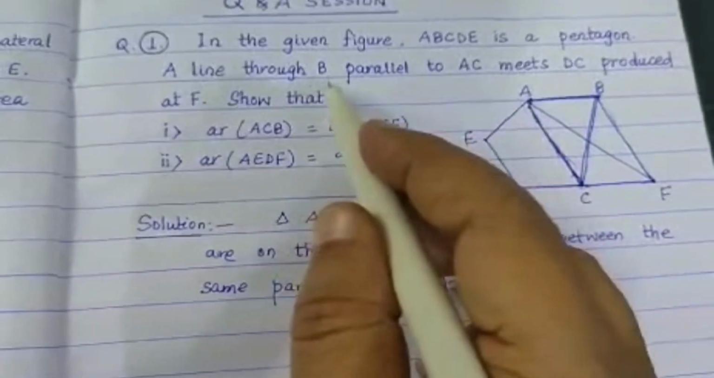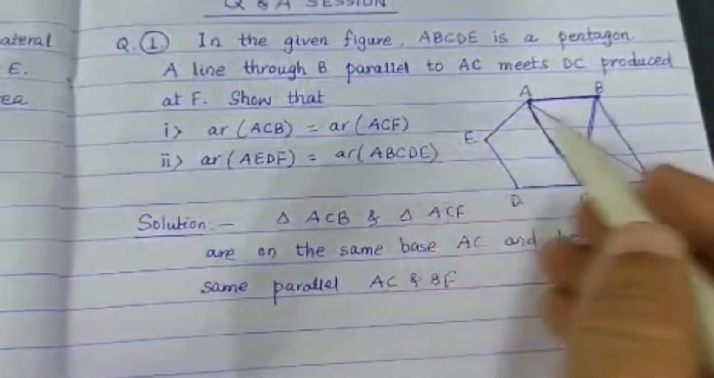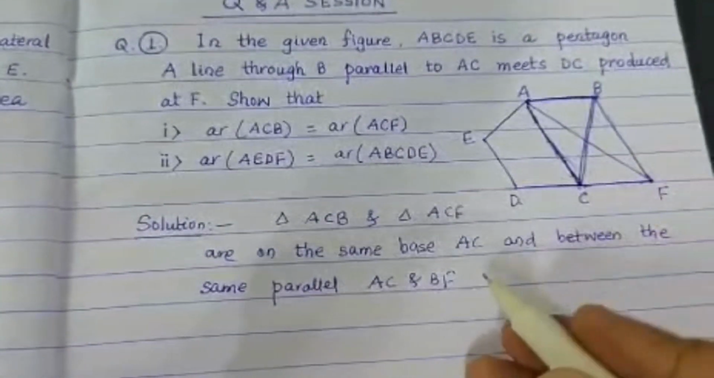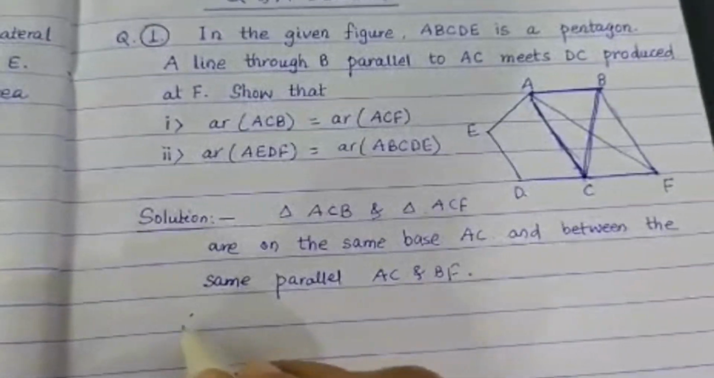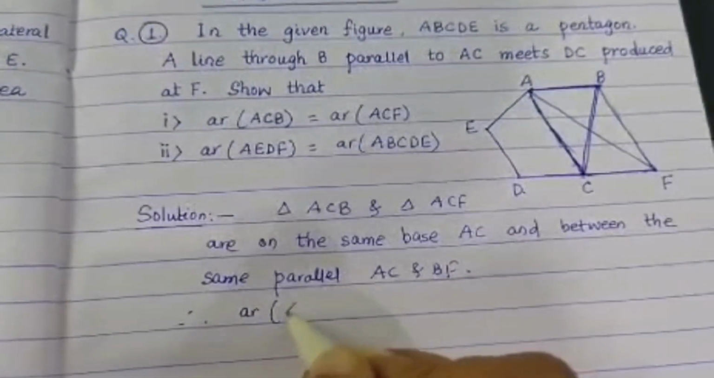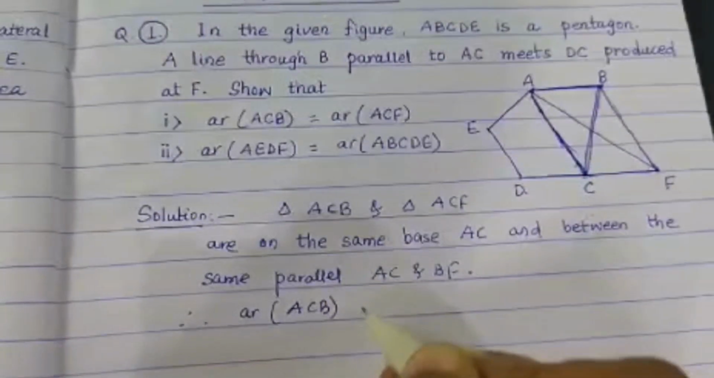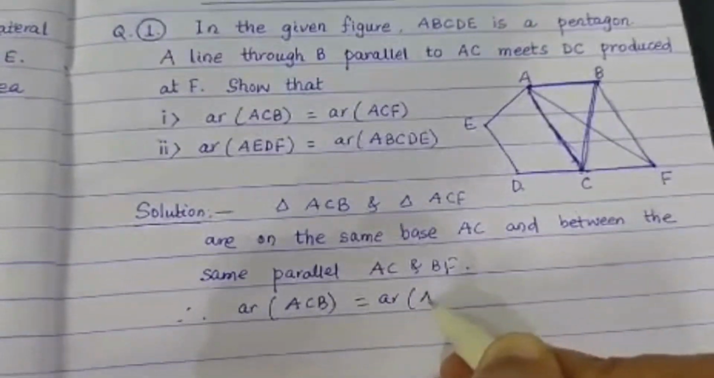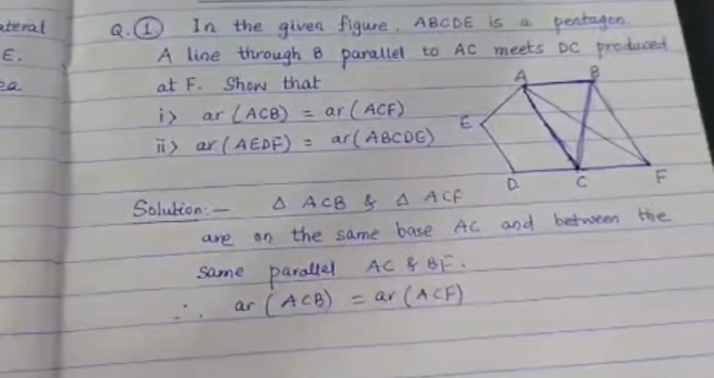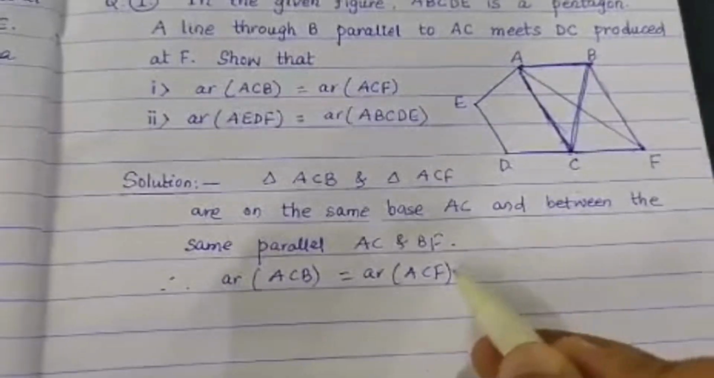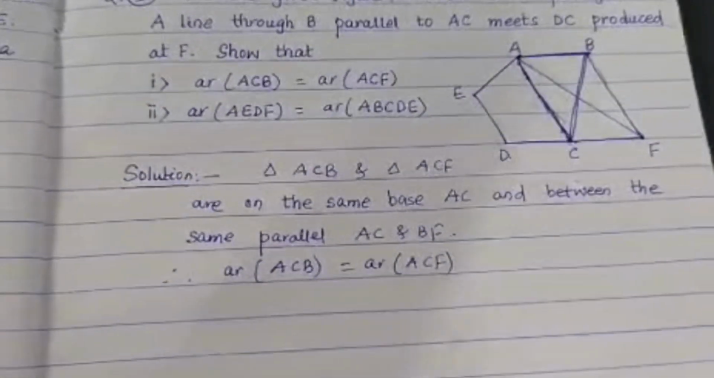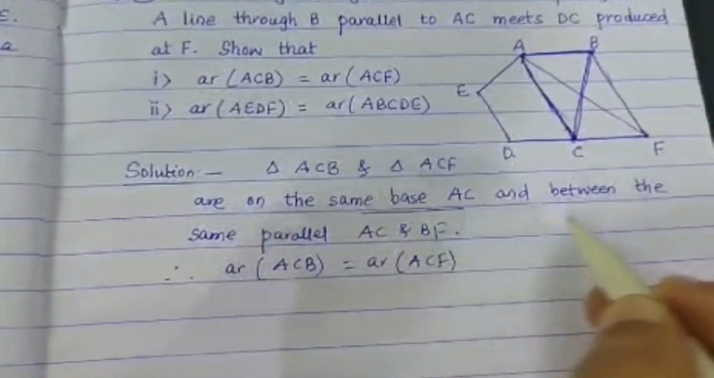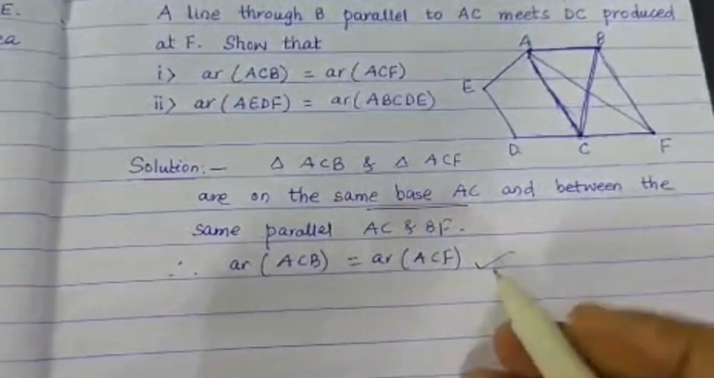and we have been given that BF is parallel to AC. A line through B parallel to AC meets DC produced at F. That means BF is parallel to AC. It is given. That means therefore area ACB is equal to area ACF, because we know the theorem that these two triangles will have equal area, being on the same base and between the same parallels. So this one is proved.